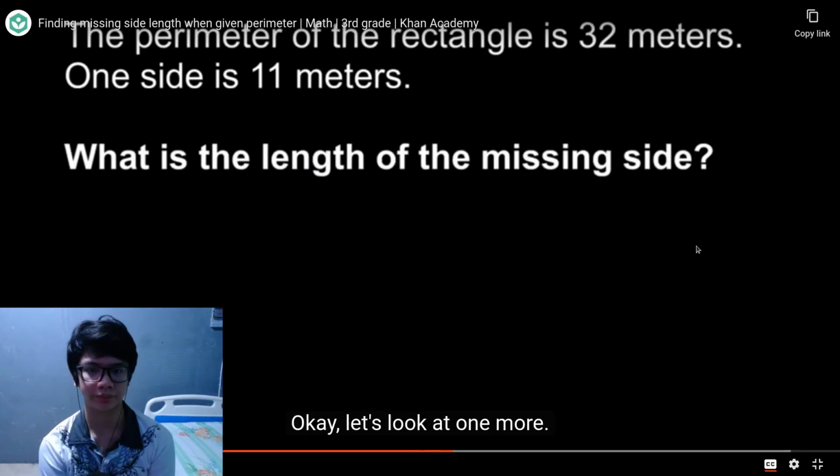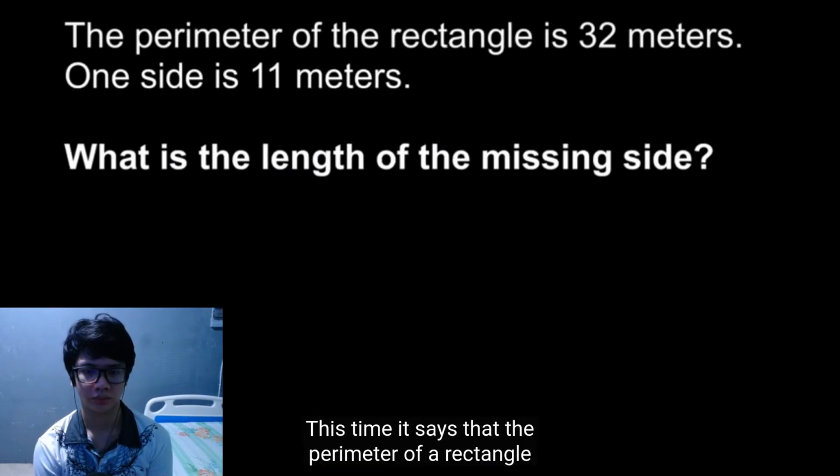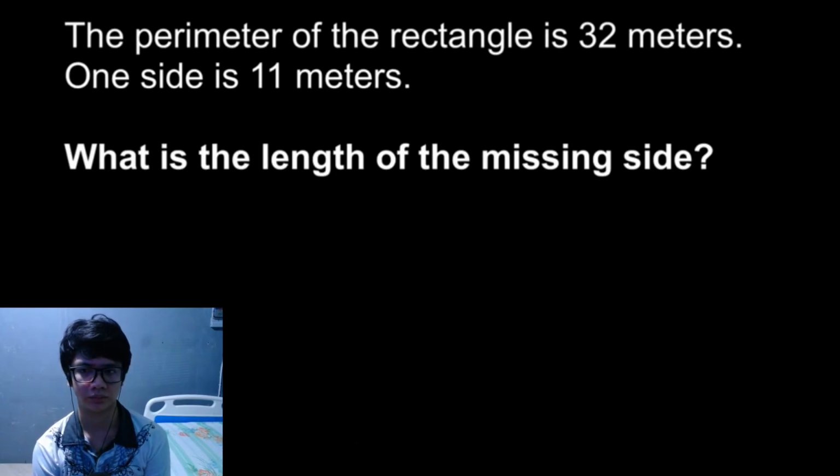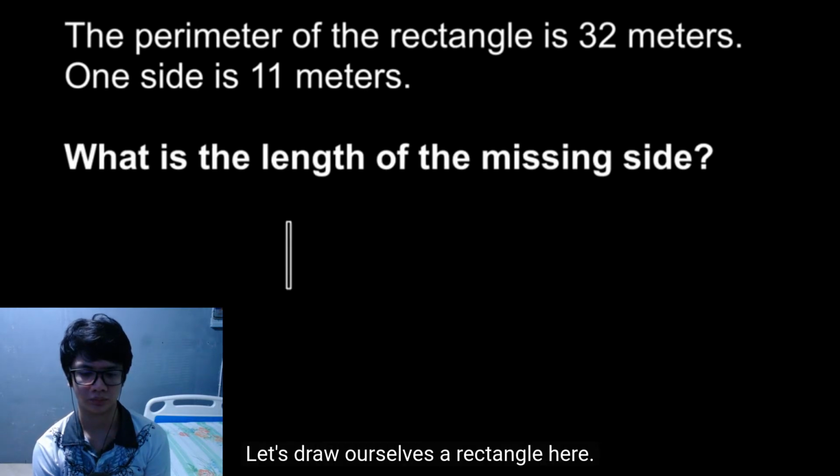Okay, let's look at one more. This time it says that the perimeter of a rectangle is 32 meters and one side is 11 meters. What is the length of the missing side? So again, we have a missing side. So let's visualize this. Let's draw ourselves a rectangle here.